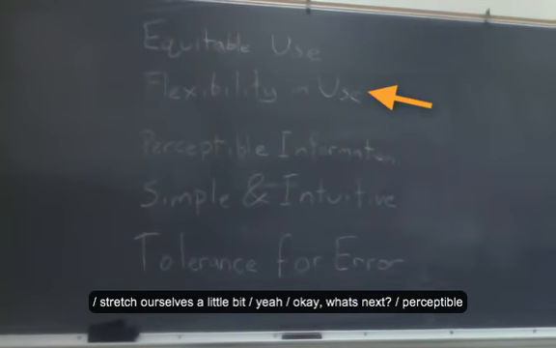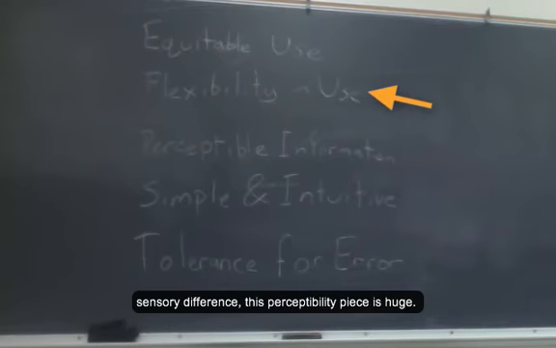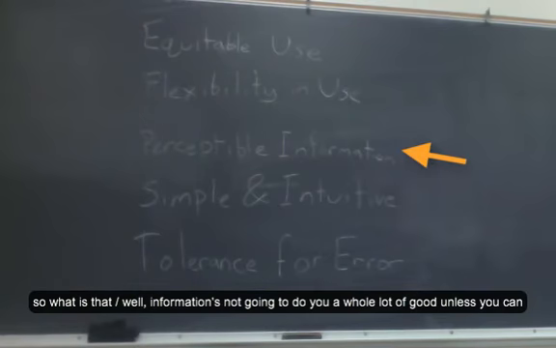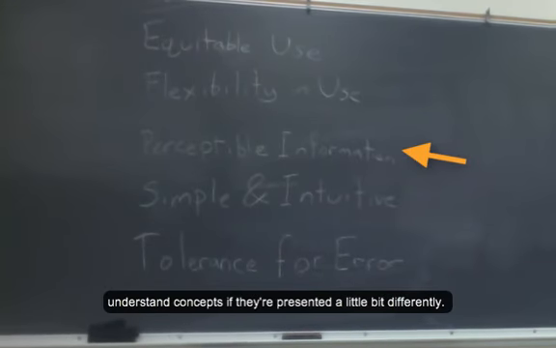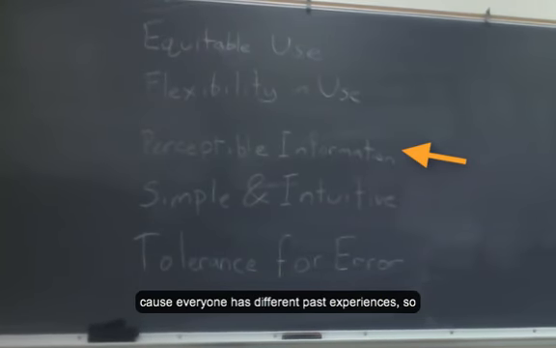What's next? Perceptible information. This is big for people like me. Any kind of sensory difference, this perceptibility piece is huge. So what is that? Well, information's not going to do you a whole lot of good unless you can perceive it. And this isn't just a sensory thing. Also, different people are able to understand concepts if they're presented a little bit differently, because everyone has different past experiences. So this, I guess, could be a subset of flexibility in use, just for the delivery of information.